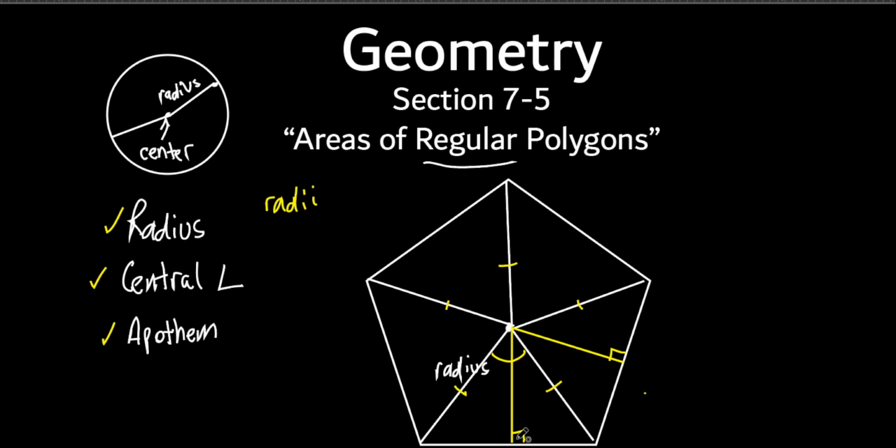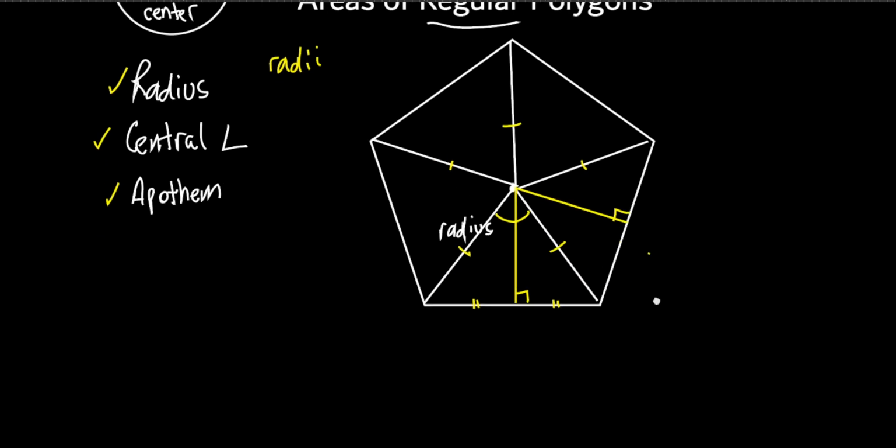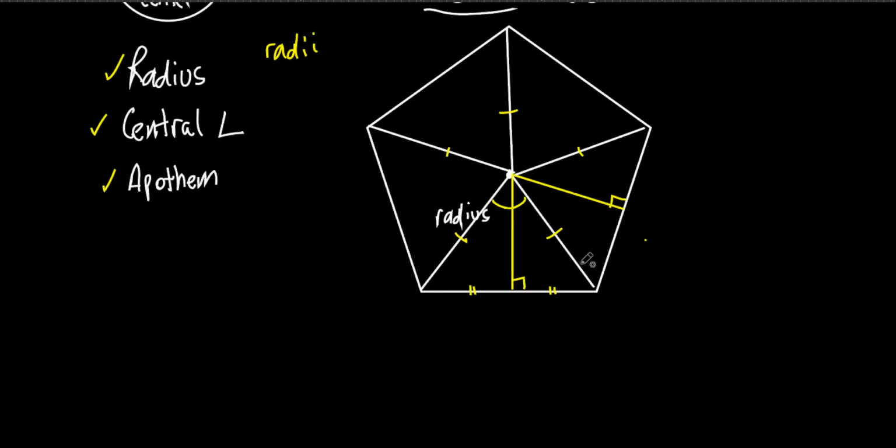We say it's the perpendicular bisector. So that means that this little bit right here and this little bit right here would be equal to each other. So there's a lot of things you know about this on a regular polygon now. And a lot of this stuff will come into play.